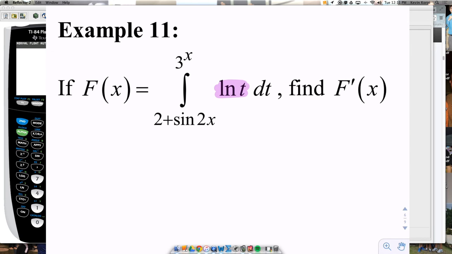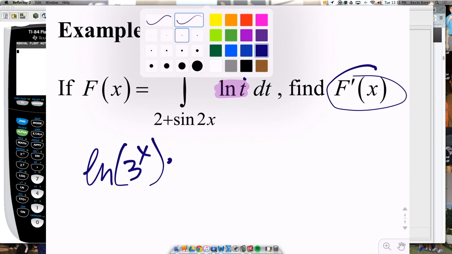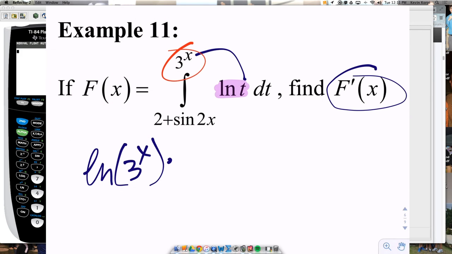But even once we know how to do it the long way, we would still prefer to do it the way we're about to, right? We're trying to find f prime, so that's the derivative of the integral. That's FTOC2. So we plug in the top. Always plug in the top first. And then times the derivative of what we plugged in. The derivative of 3 to the x is 3 to the x times the natural log of 3.